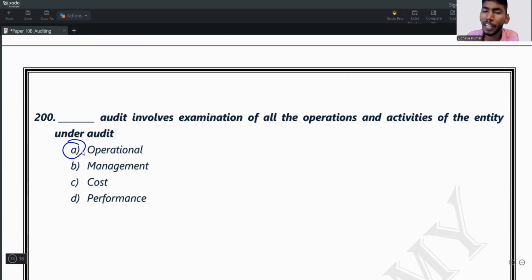And cost audit specifically focuses on cost accounting records and cost control mechanisms rather than all operations. And performance audit evaluates the performance of specific programs or activities, but may not cover the entire range of operations like an operational audit does. Okay. So the right option is operational.